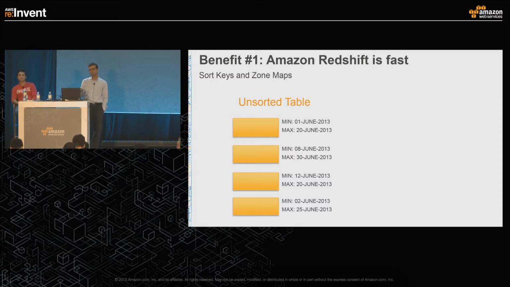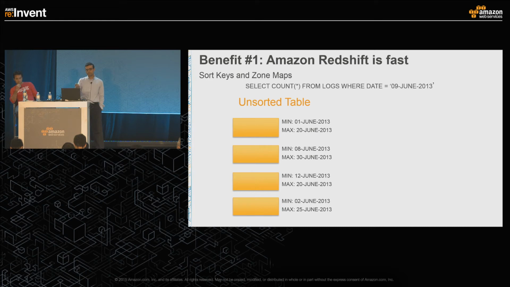So as you think about getting started with Redshift, understanding sort keys and what they mean in your environment is very important. Here is an example of a table with unsorted data. It's a date field, and each block, as you can see here, has a min and max value, but there's a significant amount of overlap because the data is not sorted.